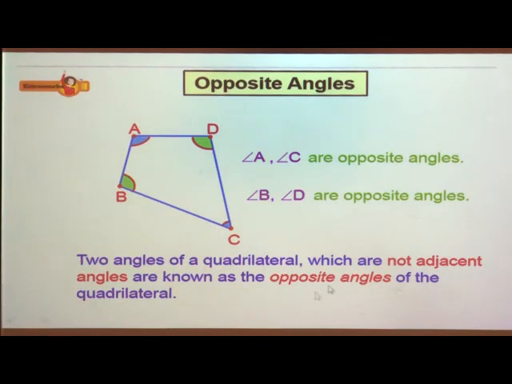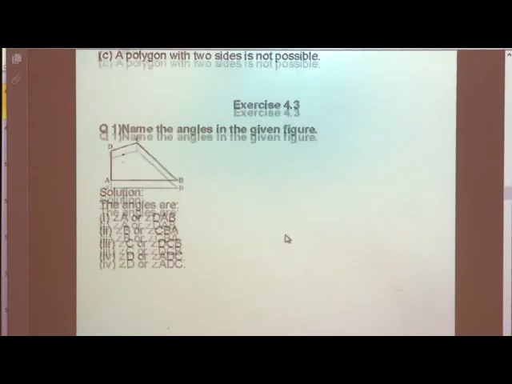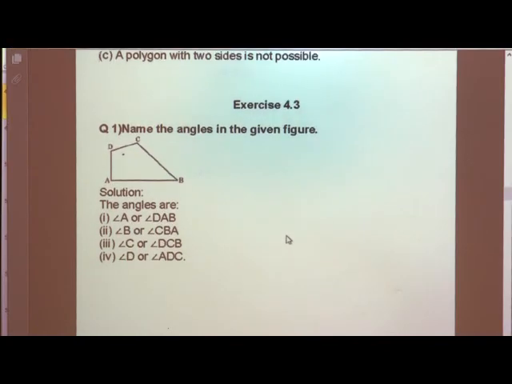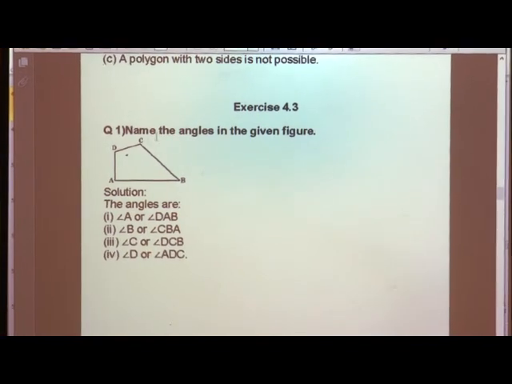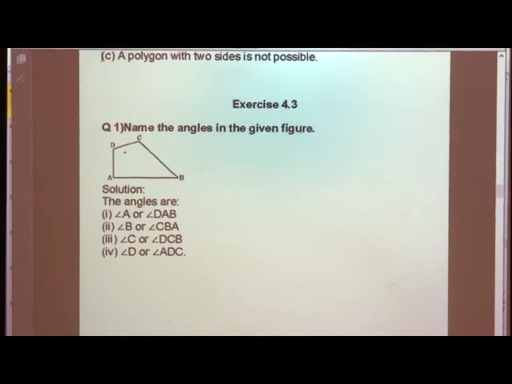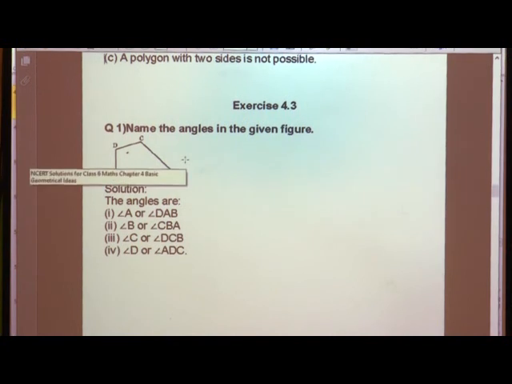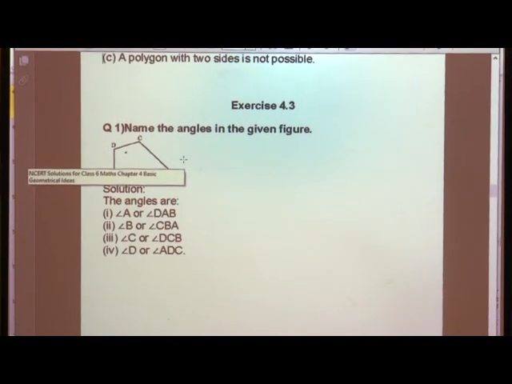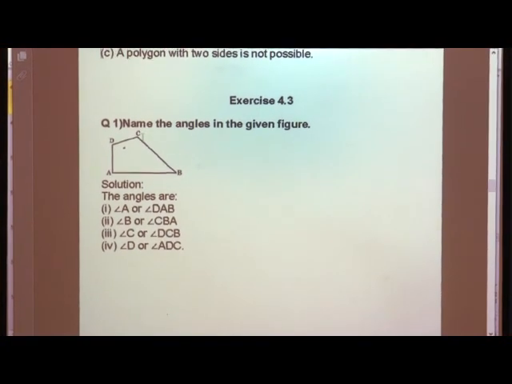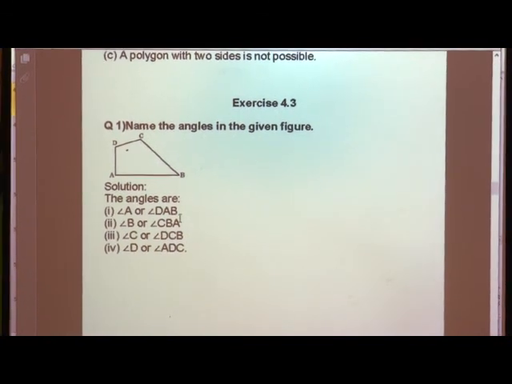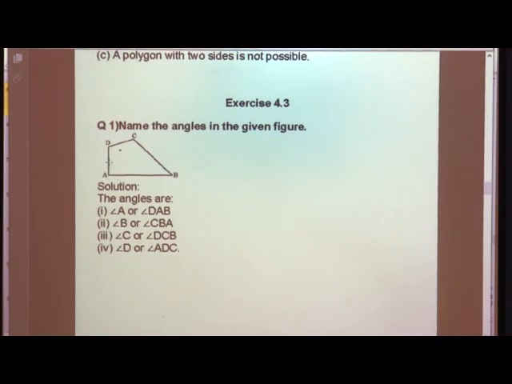Before going further, we will solve some exercise questions from exercise 4.3. Now, you can see here the first question: name the angles in the given figure. This is the figure ABCD. This is a quadrilateral which is made up of 4 different line segments. In the same way, we have 4 different angles and 4 sides.